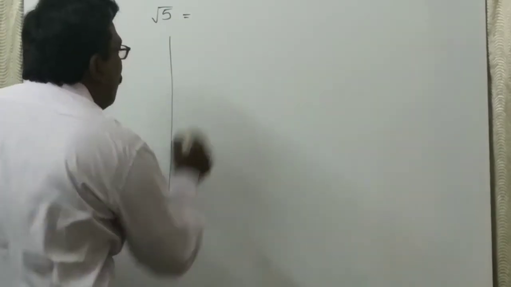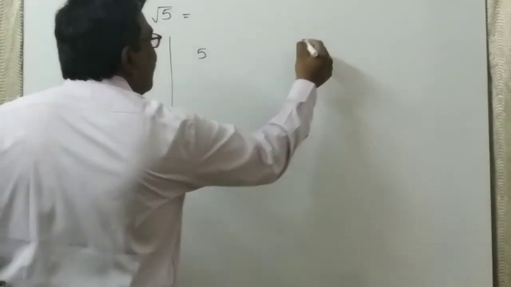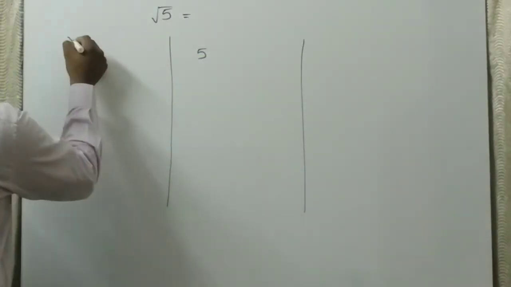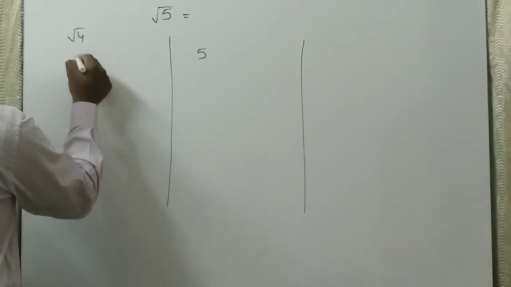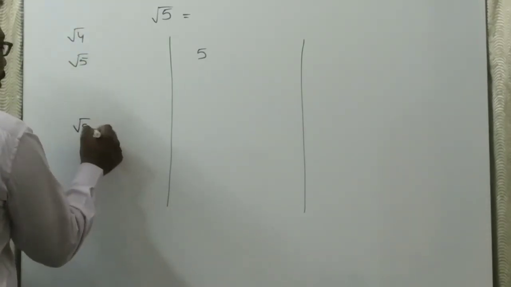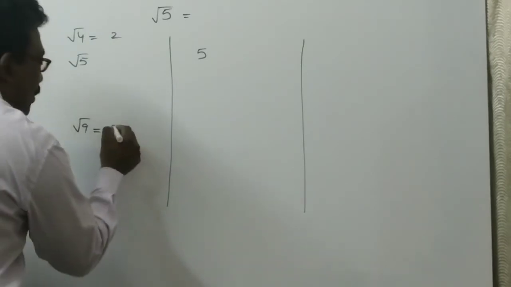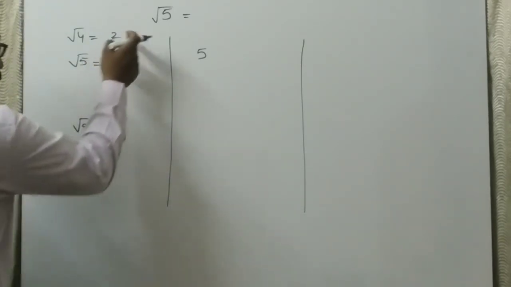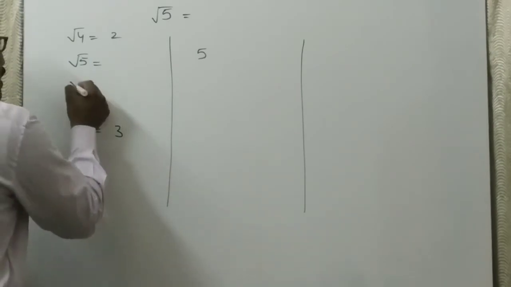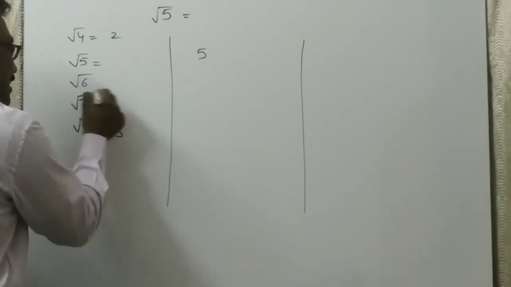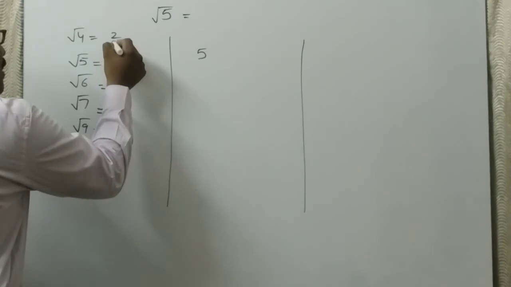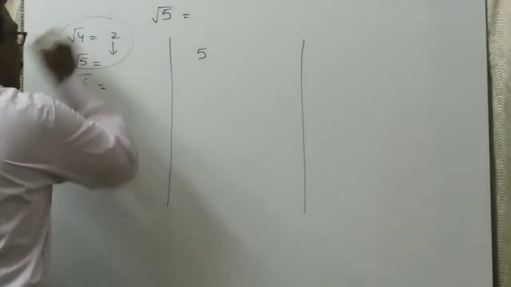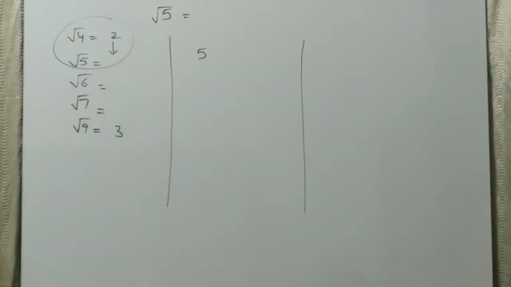So before going to do root 5: root 4, root 5, root 9. Root 4 value is 2, root 9 value is 3. So root 5 lies between 2 and 3. In between, 5, 6, 7 will be there. So 5 is close to 2. Okay? Root 5 is close to 2.